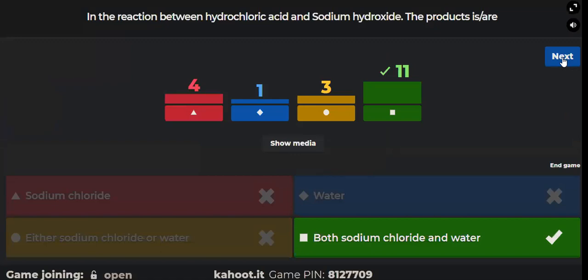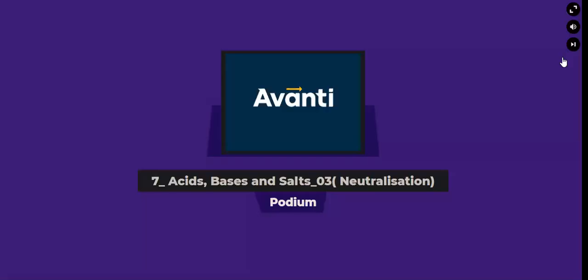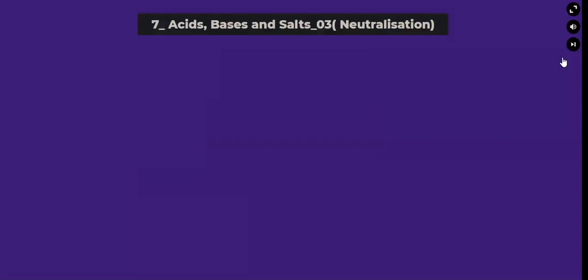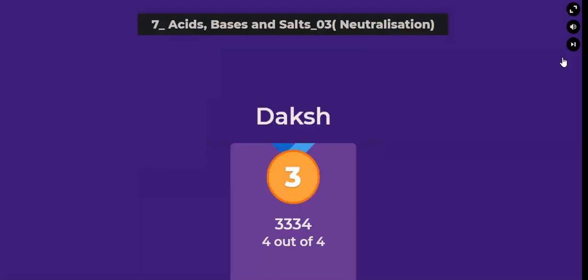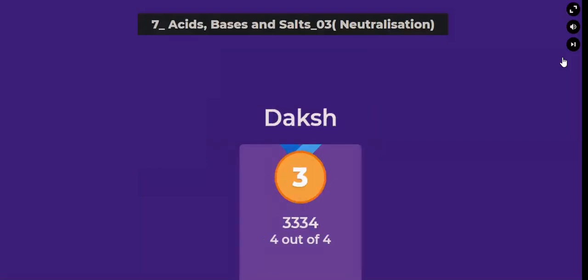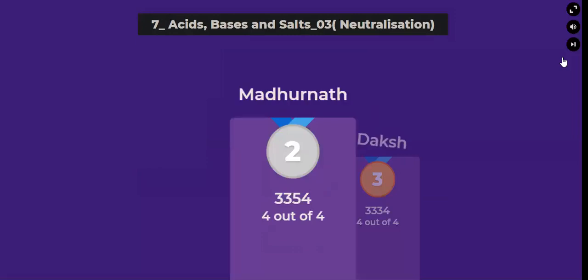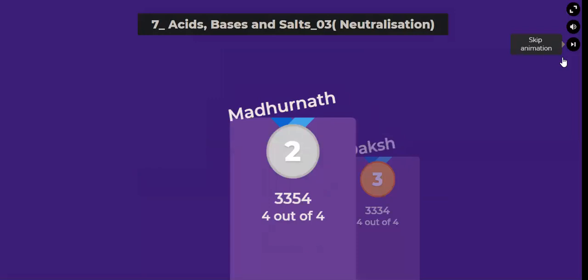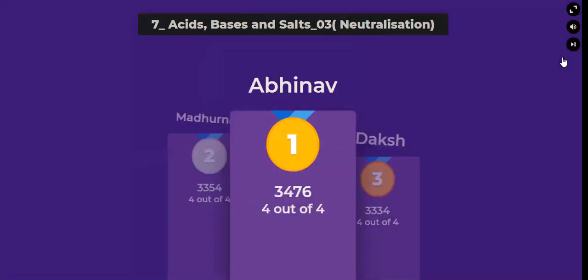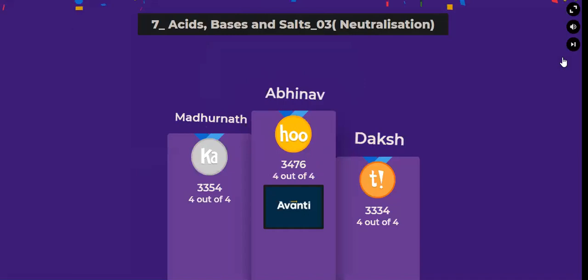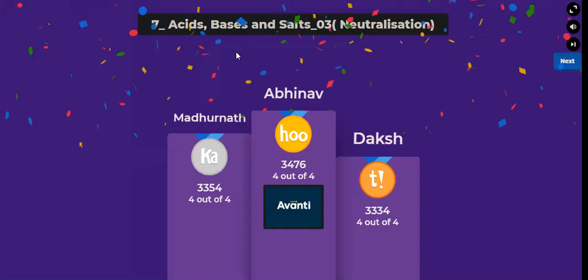Okay, so let's see the podium. Let's see the podium, everyone. Daksh third, very good, Daksh. Who's second? Madhur is second. Good. First, Amisha or Abhinav? Abhinav. Fourth, Harsha, and fifth, Shavya.